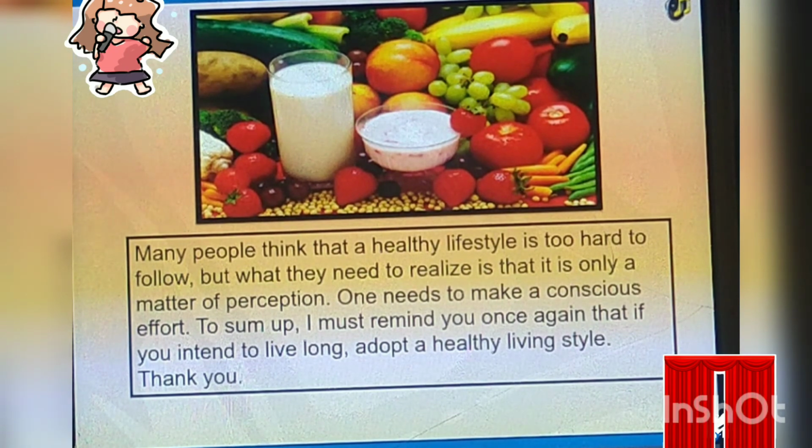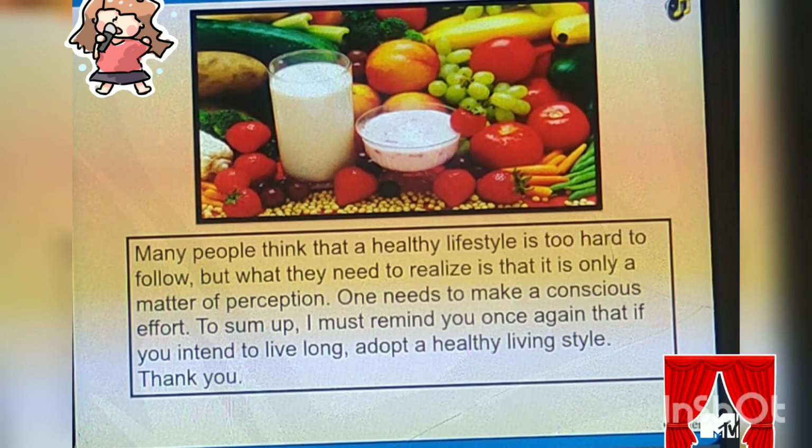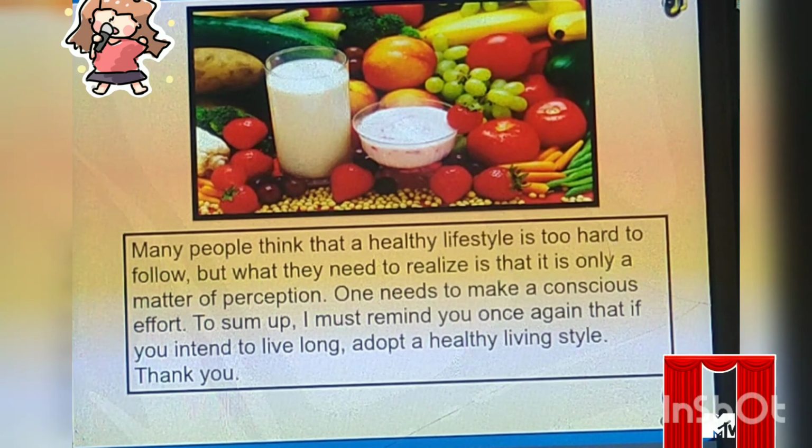Many people think that a healthy lifestyle is too hard to follow, but actually it is not so, children. But what they need to realize is that it is only a matter of perception. One needs to make a conscious effort. To sum up, I must remind you once again that if you intend to live long, adopt a healthy lifestyle. Thank you.